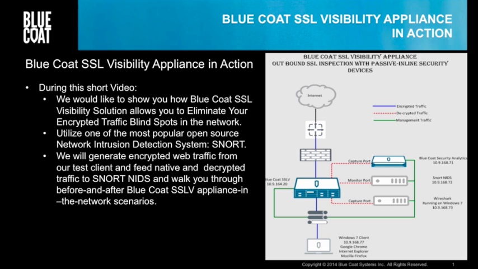During this demonstration, we will utilize the most popular open source network intrusion detection system called Snort. The test is very simple. First, without decrypting the traffic through SSLV, we'll go to a known bad place on the internet and download a known bad file. Now, normally, if Snort sees that file in plain text and open, it will raise an alert. But we'll see what happens when SSLV is not decrypting the traffic and when SSLV is decrypting the traffic.